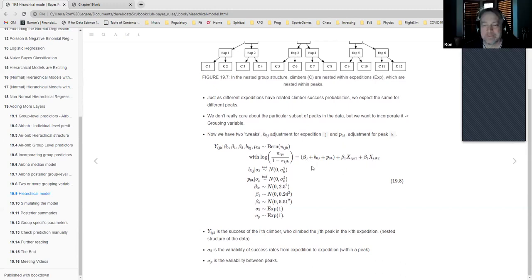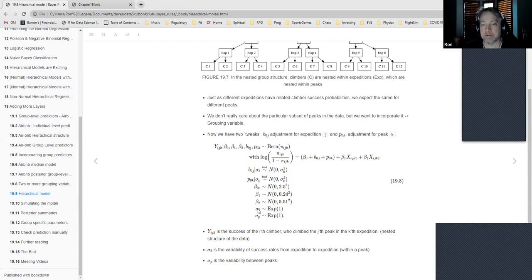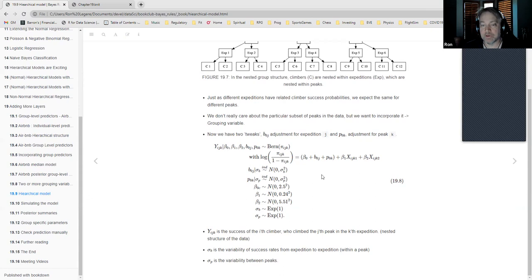So in any event, in this case, what we're doing is simply adding in a new tweak. We had a tweak for the expedition, and we're going to add a tweak for the peak grouping now too. Just like the expedition, it's going to be normally distributed with some prior for the sigma of the peak-to-peak variation. So the model is pretty similar to what we did before. We're just adding in another tweak.